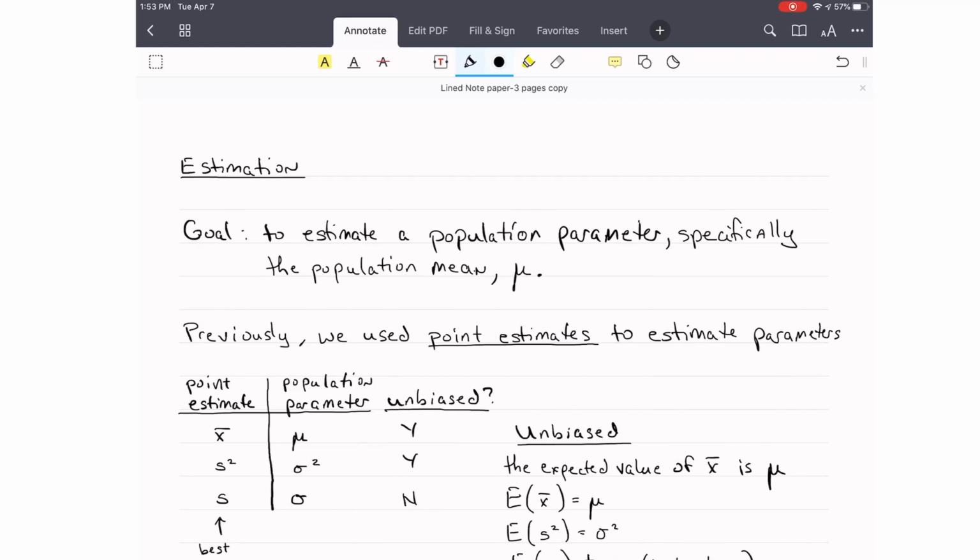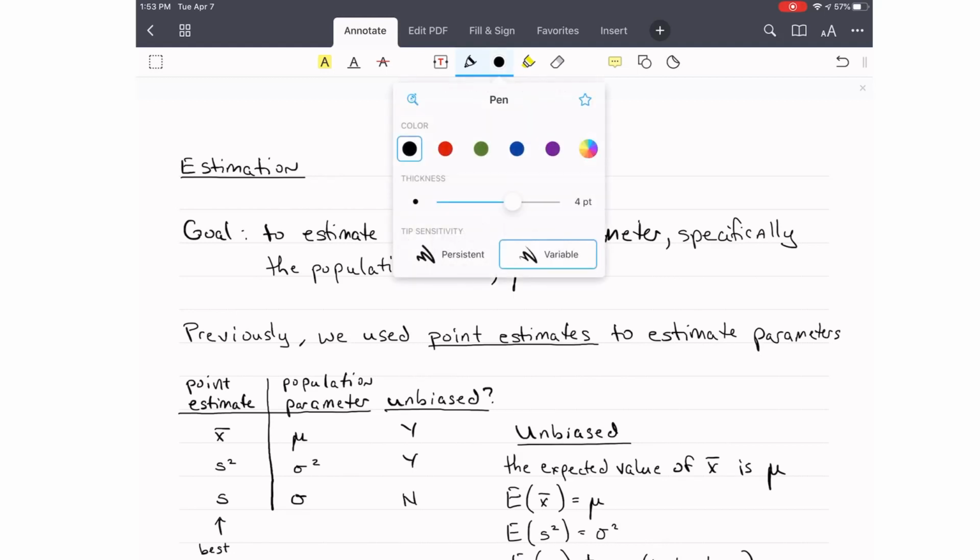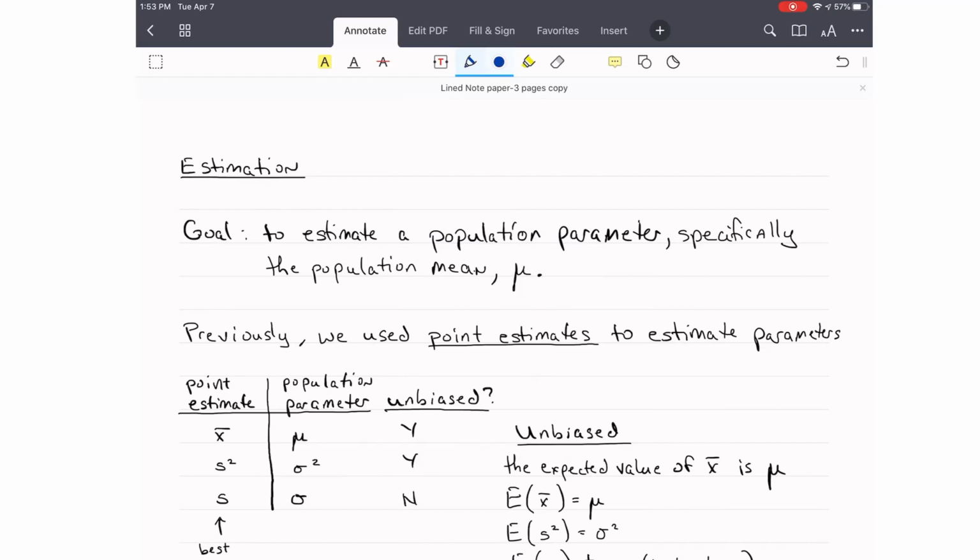Hello. In this video, we are going to start chapter 8 in the book, Understanding Basic Statistics. This chapter is dealing with estimation. Estimation is the first of the inferences, statistical inference, that we're going to learn. It's a procedure we're going to talk about today.